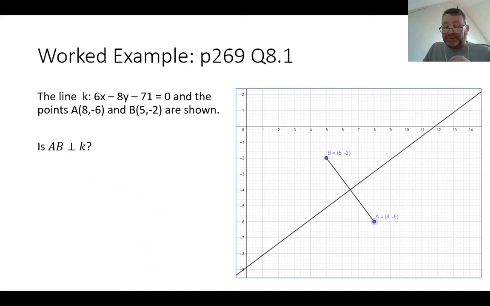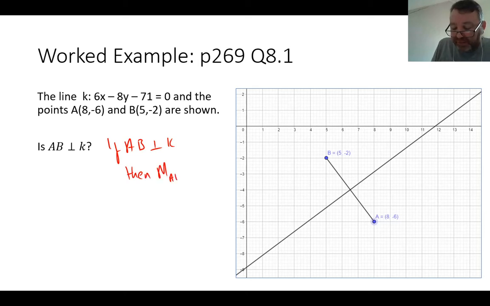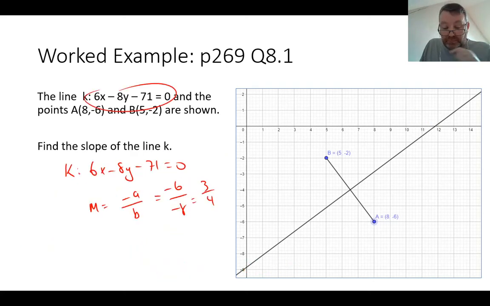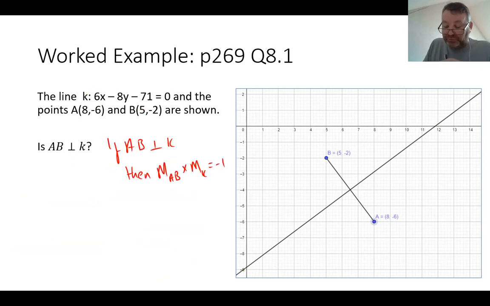Okay, and lastly, is AB perpendicular to K? Well, if AB is perpendicular to K, what do perpendicular slopes do to one another? If AB is perpendicular to K, then the slope of AB multiplied by the slope of K should be -1. That's the test for perpendicular lines. All right, so let's go back. What's the slope of AB? We were already asked there, the slope of K is 3/4. So let's just write that in first. The slope of K is 3/4.